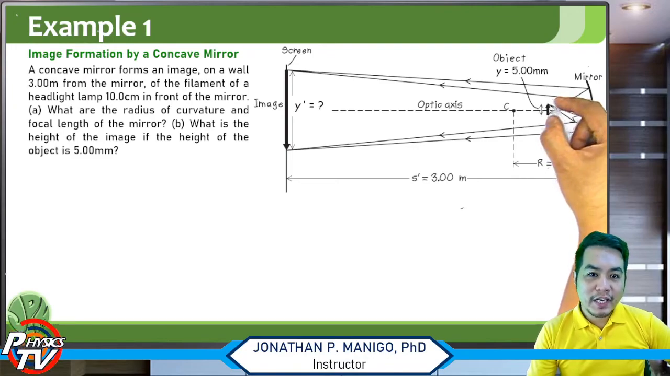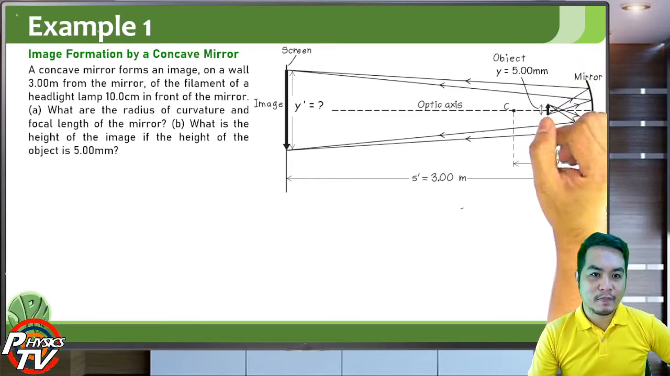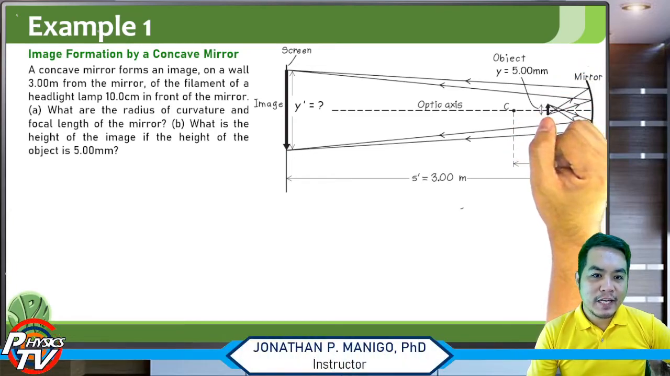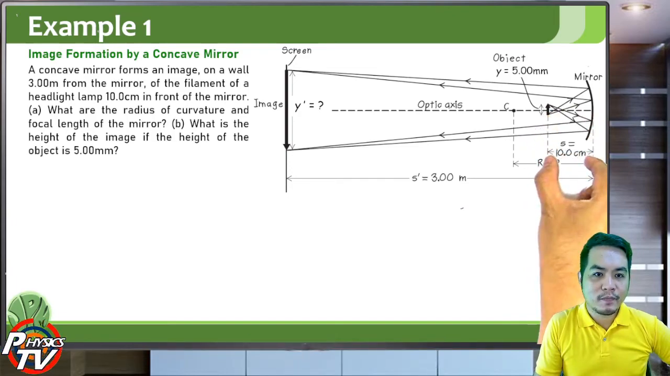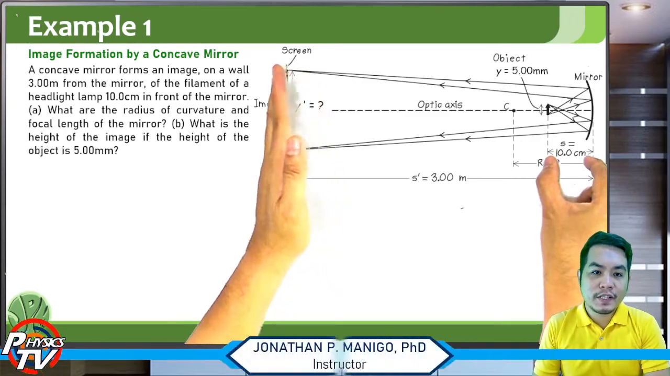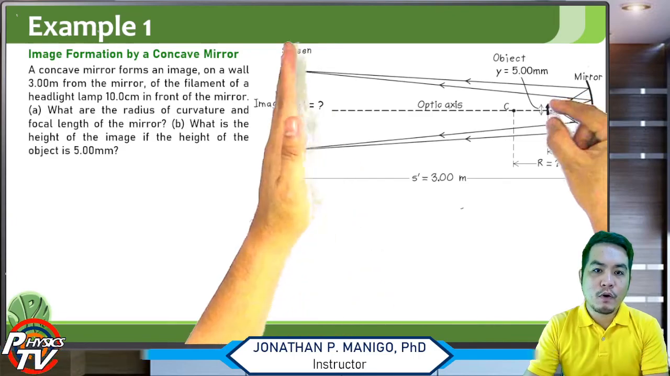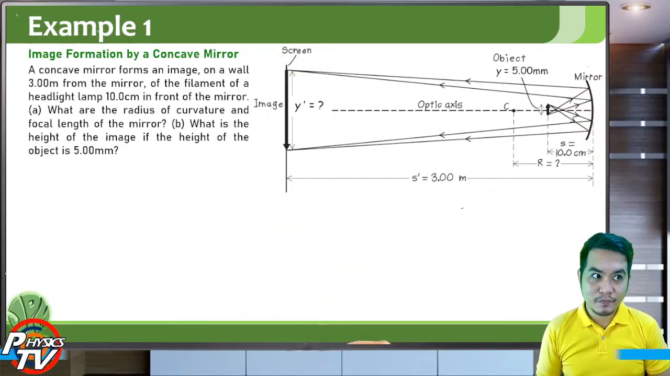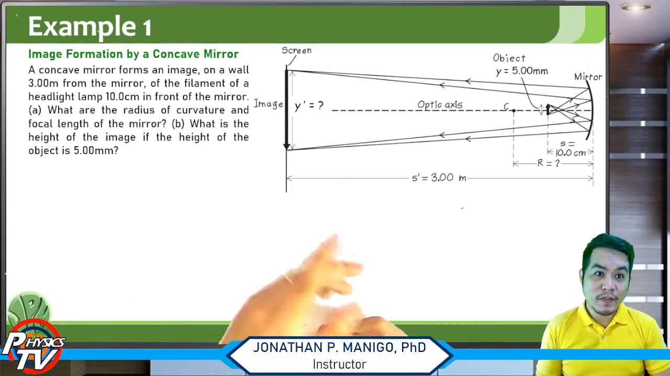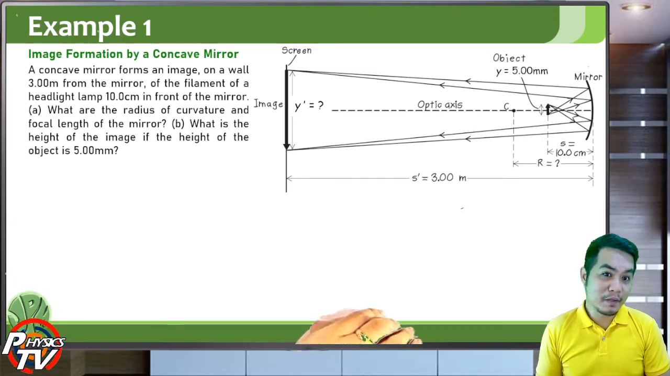So our object here is self-luminous. It has its own light. It generates its own light. The filament of a headlight lamp is 10 centimeters in front of the mirror. So this distance is 10 centimeters. It forms an image on the wall. The wall is here, the image of this filament here. And the wall is actually 3 meters from the mirror. So basically you have a headlight lamp, you shine it on the wall and you see some lines, some images of the filament of the light bulb.